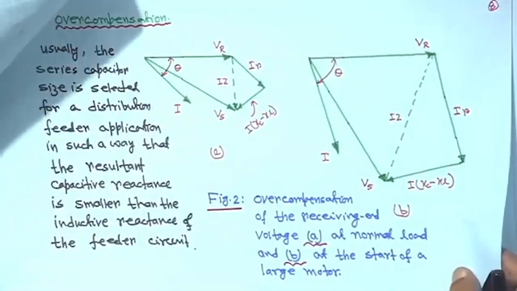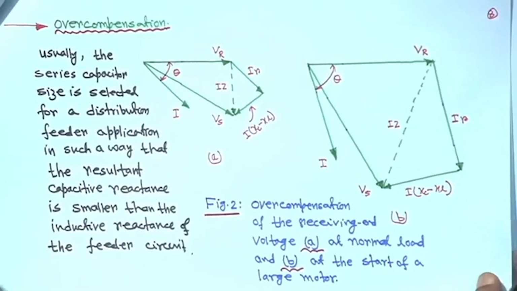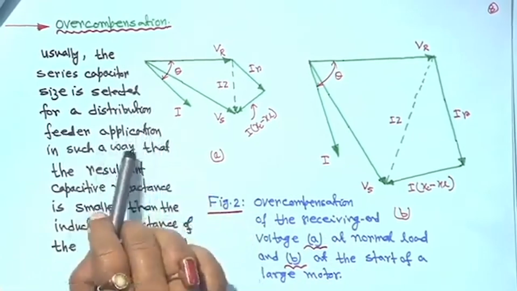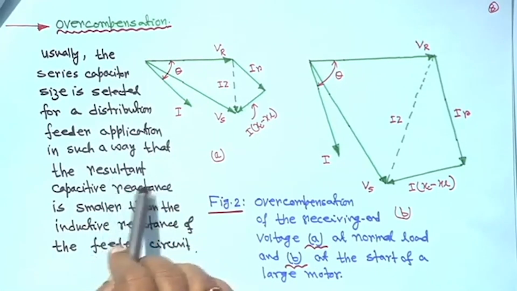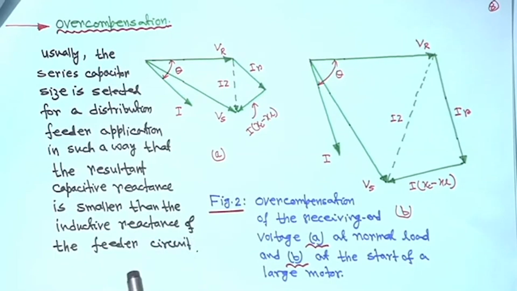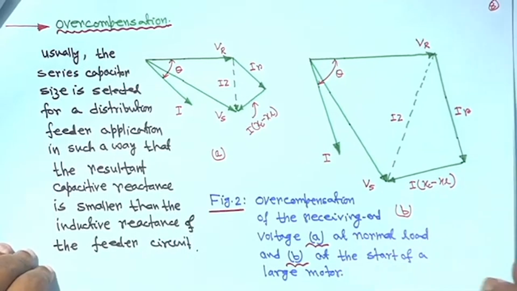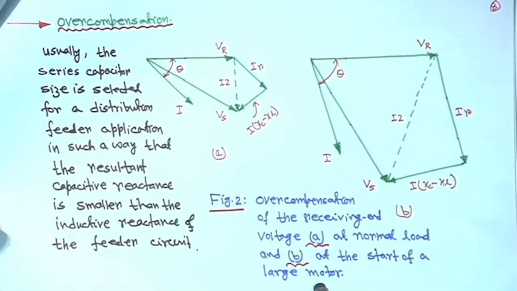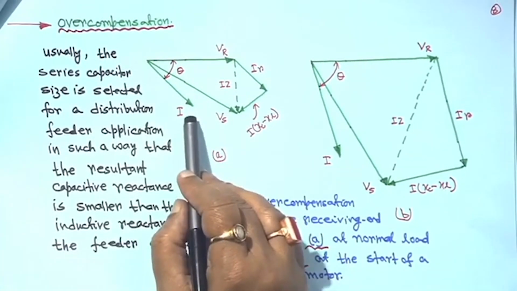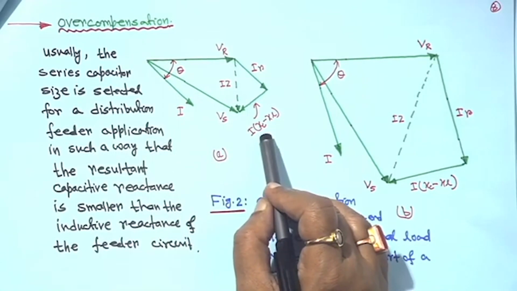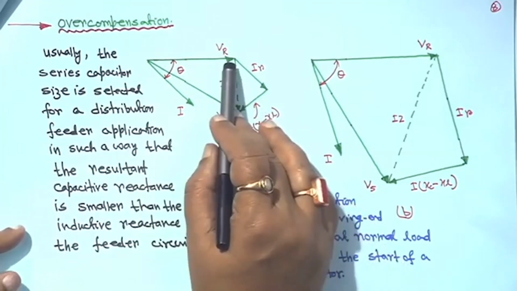Now, next is overcompensation. Usually the series capacitor size for a distribution feeder application is selected in such a way that the resultant capacitive reactance is smaller than the inductive reactance of the feeder circuit. If it is overcompensation, at the receiving end voltage at normal load and at the start of a large motor, this is the lagging current I. Then XL minus XC is actually becoming negative.